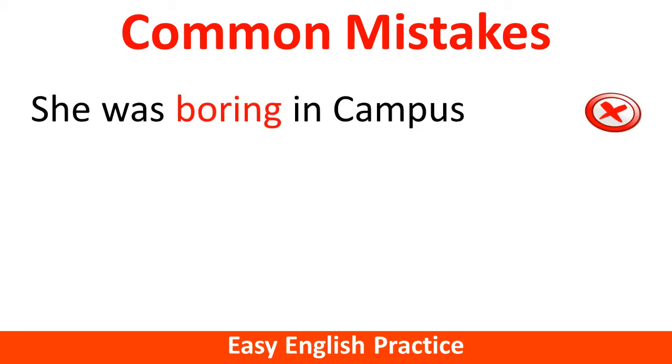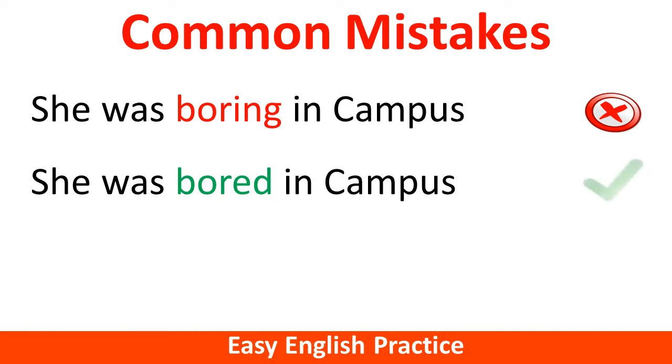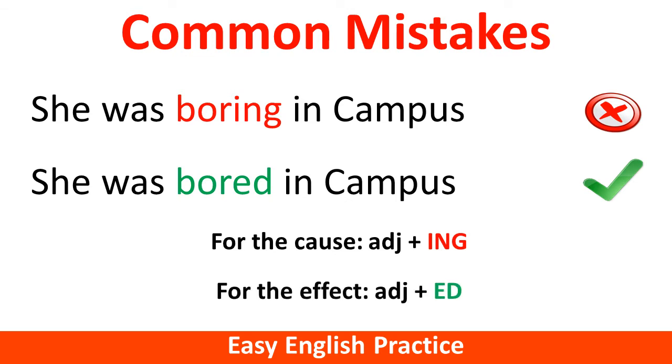She was bored in campus. The correction is she was boring in campus. When you use the ing form, you refer to the cause. When you use the ed form, you refer to the effect. For example, the campus was boring, so I was bored.